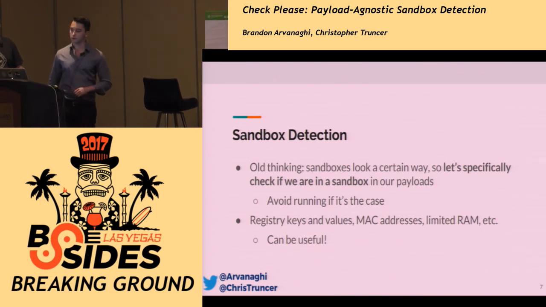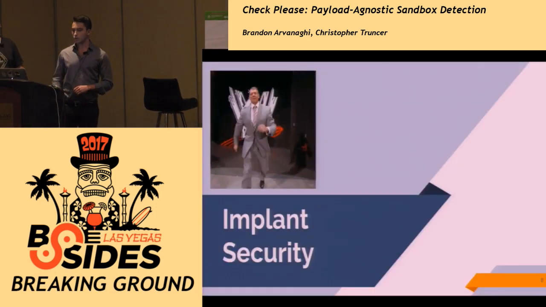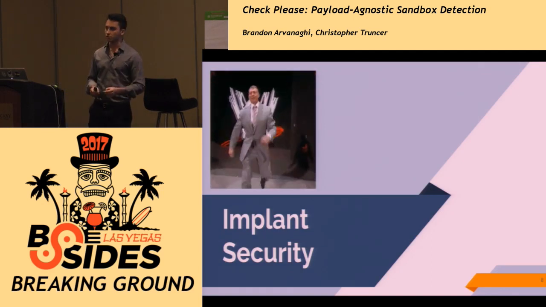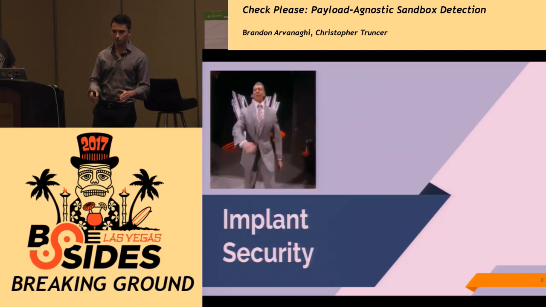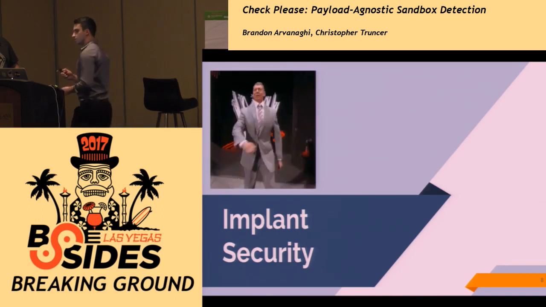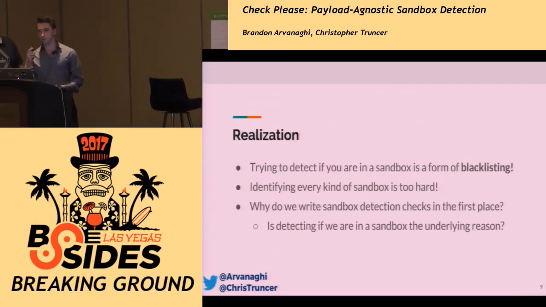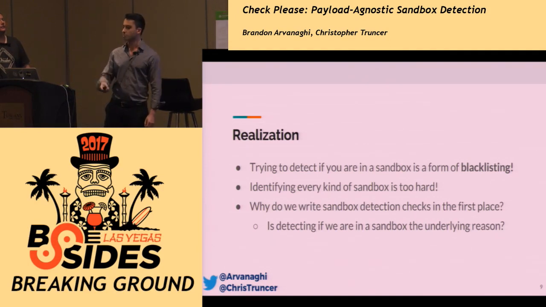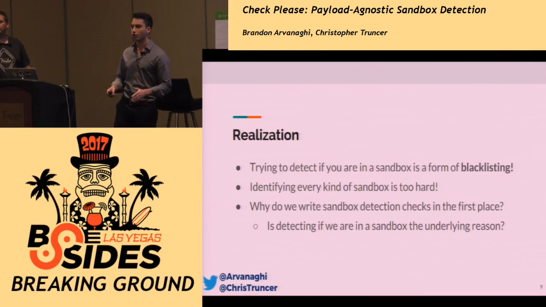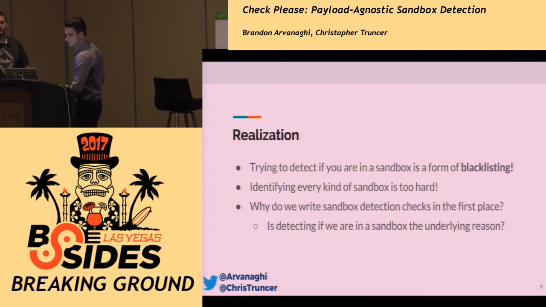But I want you all to think about this. We are specifically looking for sandboxes. We are specifically looking for a specific kind of system to not run on. What does that sound like to you? Sandbox detection is a form of blacklisting, and that is the problem. When you blacklist, you run into problems because you can't predict what every single sandbox looks like. We've been doing this wrong, in our opinion, for a long time.